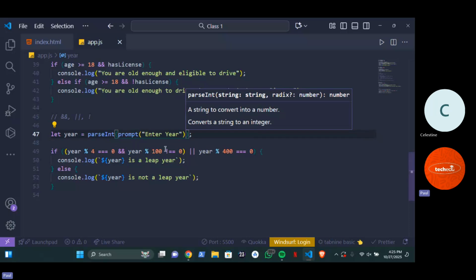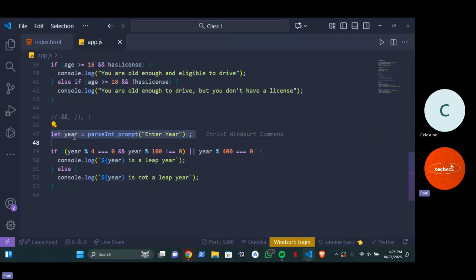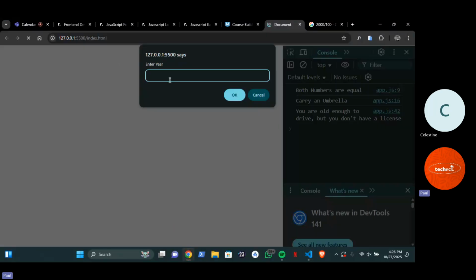Now, automatically, whatever value is coming out from here, I've passed it to parseInt, making sure that it is now an integer. And integers are numbers. Do you get it now? So if I come right here now, and I try and write 2012.